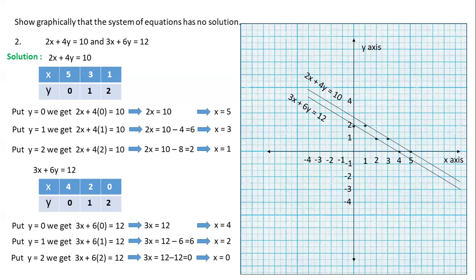Clear? Now, let us go to a third case. The third case will be when the system has infinitely many solutions. Let us see how that is. Let's go to the next. Okay. Show graphically that the system of equations has infinitely many solutions. This is a pair of equations.